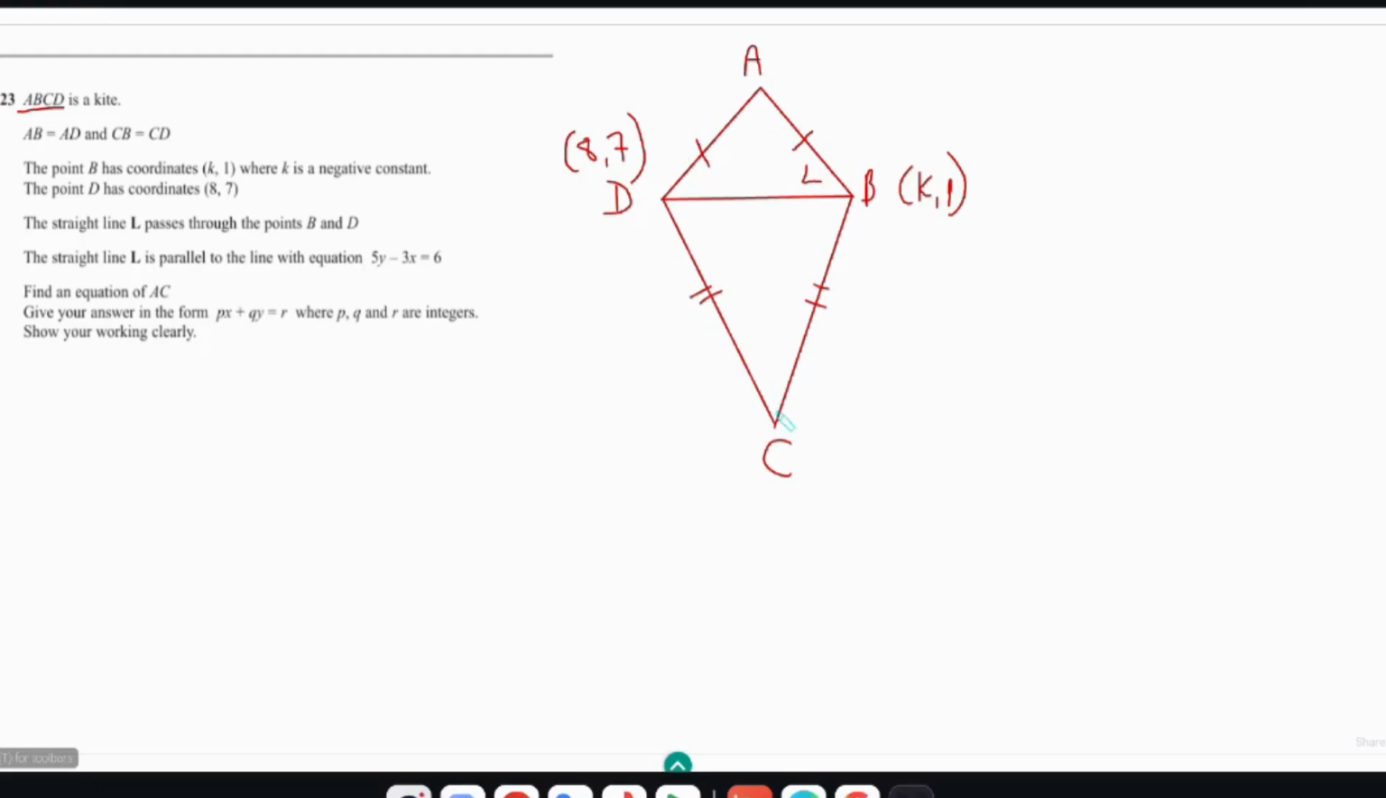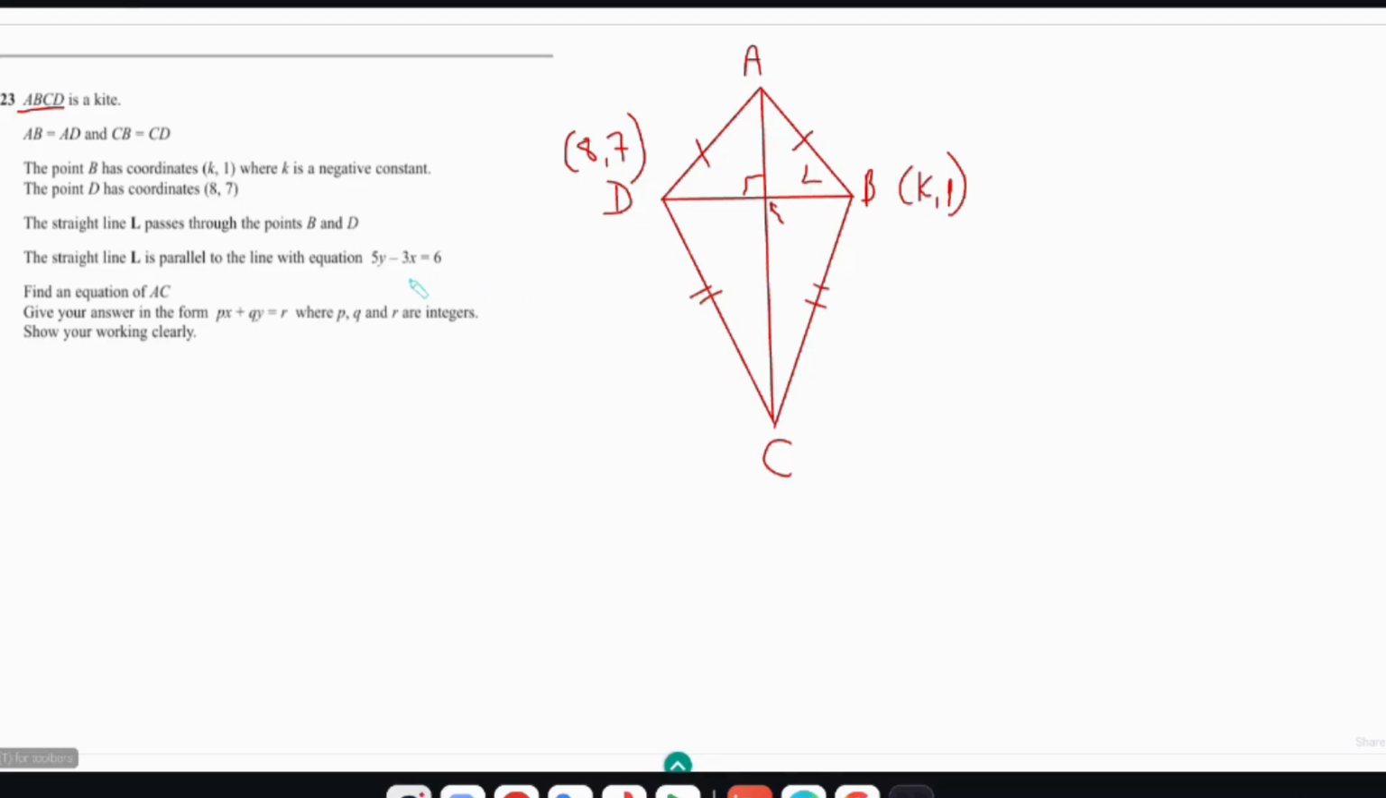Okay, so first of all, we have a kite. So we know the line AC is perpendicular to DB. And seeing as this kite is symmetrical, this here is the midpoint of DB. Just looking at the shape, we might need to know that, might not. But we know they're perpendicular.